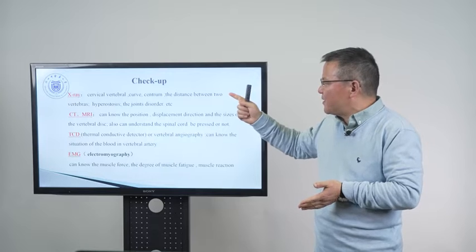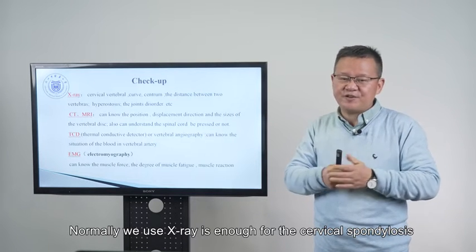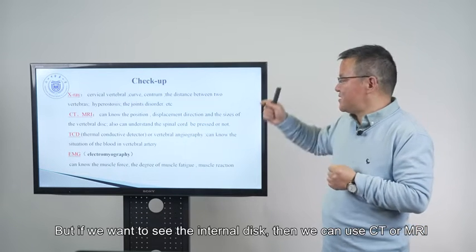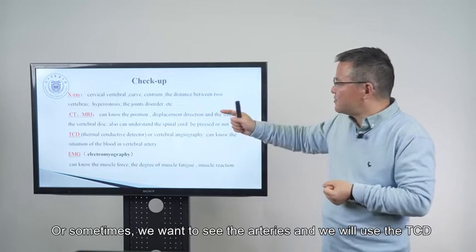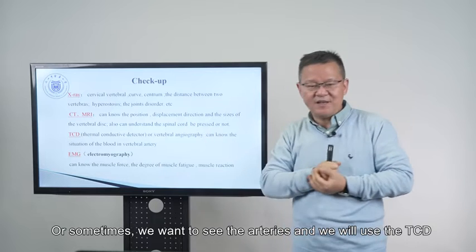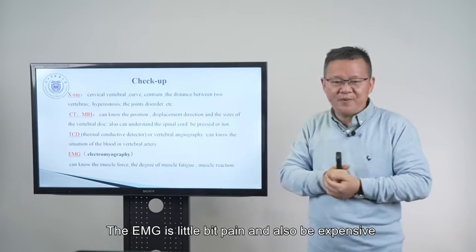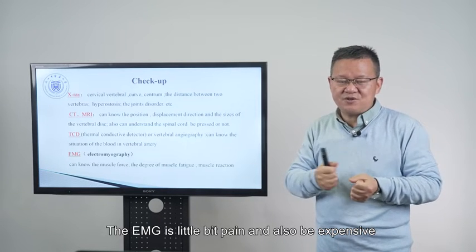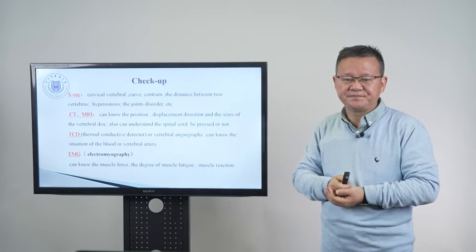So how to check up? First we say X-ray. Normally X-ray is enough for cervical spondylosis. But if we want to see the internal disc, then we can use CT or MRI. Or sometimes we want to see the arteries, you can use TCD, and also EMG. But EMG is a little bit painful, and also very expensive.